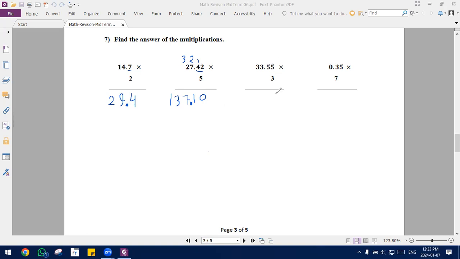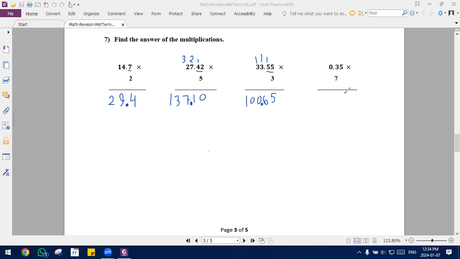Next one, 3 times 5, 15. 5 we carry 1. 3 times 5, 15. And 1, 16. 3 times the 3 is 9, and 1, 10. 3 times the 3, 9, and 1, 10. Now we have two values after the decimal, so 2 numbers after the decimal.